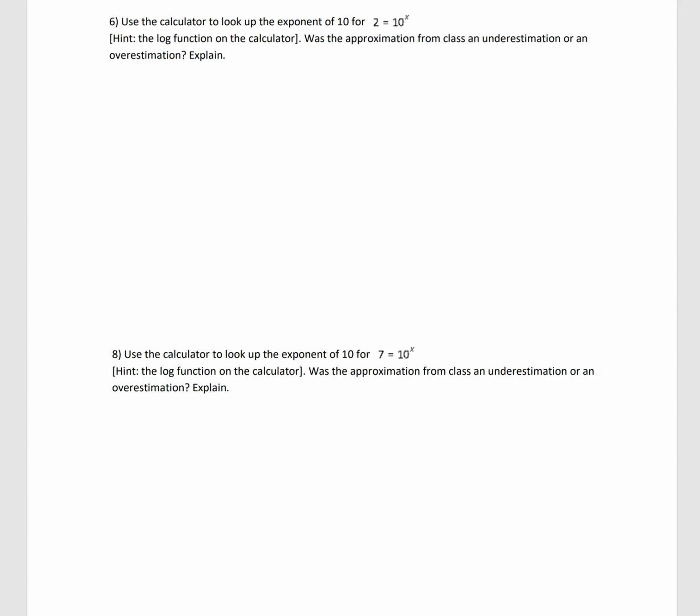Question 6 asks us to use the calculator to look up the exponent of 10 for 2 equals 10 to the power of x, and then asks, what's the approximation from class, an underestimation or an overestimation? Explain. So what we have is 2 equals 10 to the power of x. We want to find out what x is. So 2 as a power of 10.